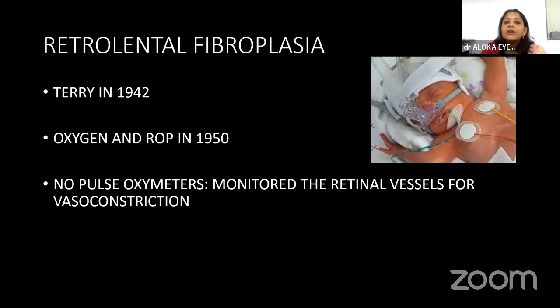So initially they were giving 100% oxygen to all children, and slowly they realized that some of them may not require it, and they're actually getting a lot of brain injuries, lung injuries, as well as eye injuries in the form of ROP. And therefore they tried to monitor the vessel dilatation or constriction, and if they found that the vessels were constricted, which means that they were going into spasm, they reduced the oxygen concentrations. And that is how they used to monitor in those times.